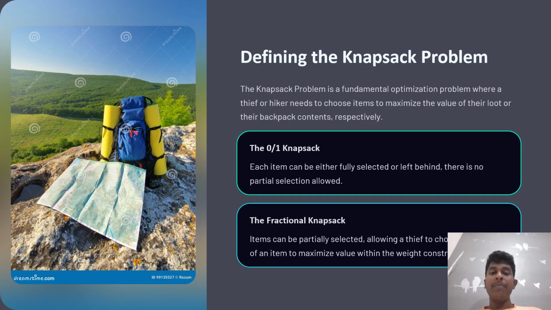Defining the knapsack problem. The knapsack problem is a fundamental optimization problem where a thief or a hiker needs to choose items to maximize the value of their loot or their backpack contents, respectively. The 0/1 knapsack: each item can be either fully selected or left behind. There is no partial selection allowed. Fractional knapsack: items can be partially selected, allowing the thief to choose items to maximize the value within the weight constraint.